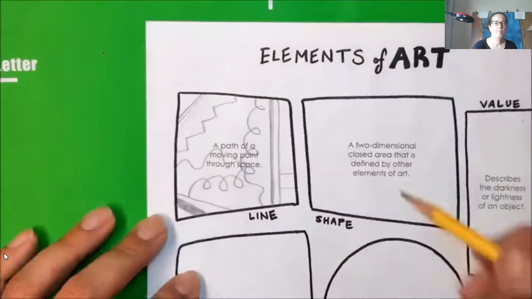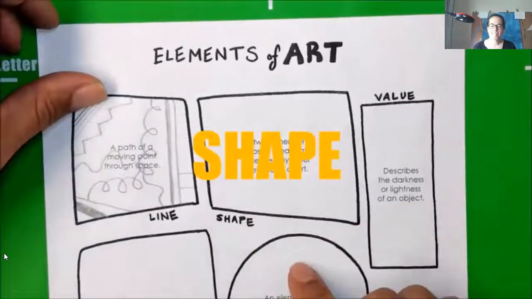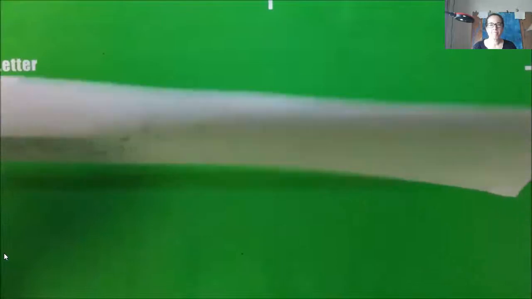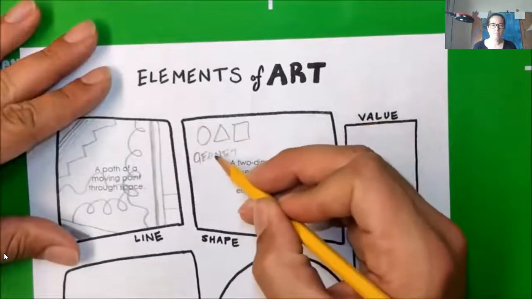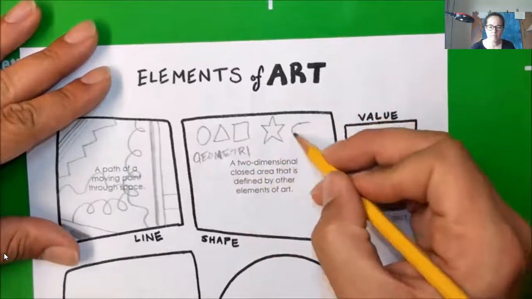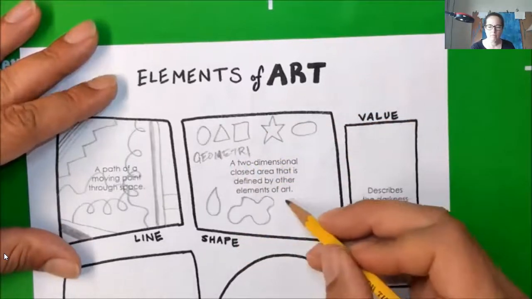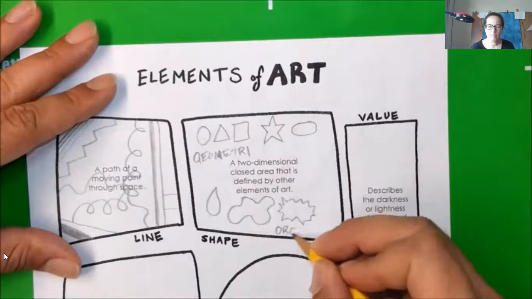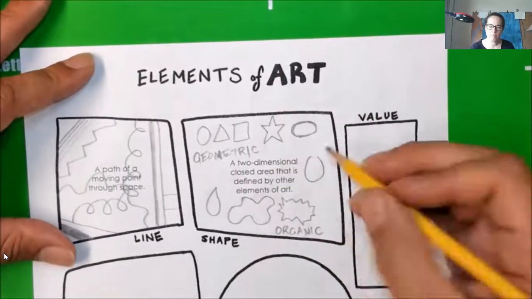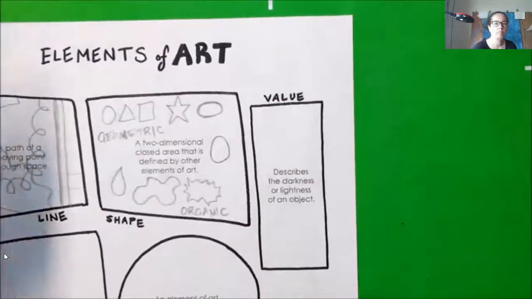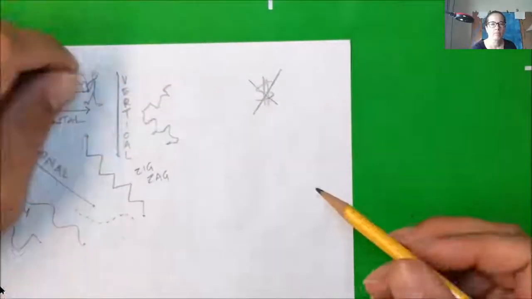Variety of lines that then we can use to create our next element of art, shape. A two-dimensional, 2 dimensions is flat, flatter than even this piece of paper, closed area that is defined by other elements of art. Circles, triangles, squares, these are geometric, mathematically defined shapes. Teardrops, lakes, these are all organic shapes we might find in nature. Either way, a shape is not simply a line, it's a closed space. Next, we're going to talk about value.